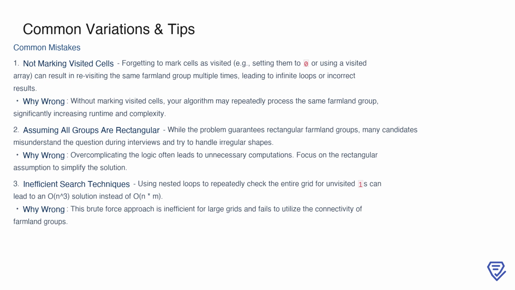Another mistake is assuming all farmland groups are irregular shapes when the problem explicitly guarantees that they are rectangular. Misunderstanding this can lead to overcomplicated logic and unnecessary computations. Stick to the rectangular assumption to simplify your solution. Finally, using inefficient search techniques, like repeatedly scanning the entire grid for unvisited 1s, can result in a cubic time complexity of n cubed. Instead, take advantage of the connectivity of farmland groups to optimize your search to O(n*m).